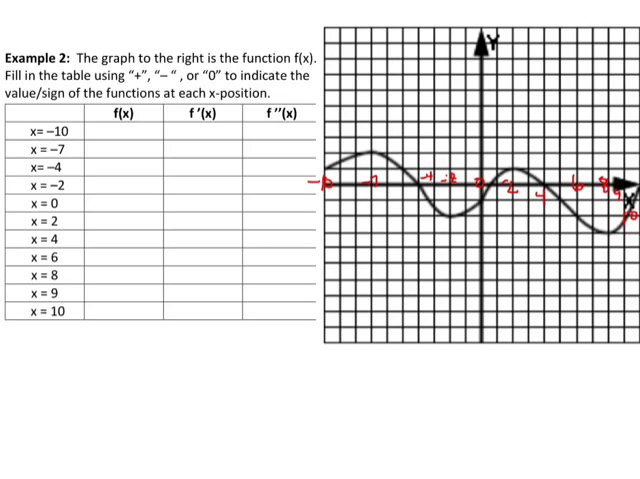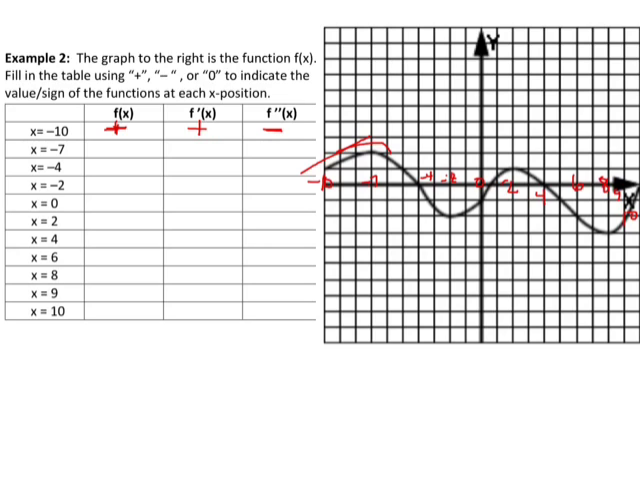So just to fill this in for you, just to give you an idea, at -10, notice that the graph is obviously above the x-axis. So that means that the graph is positive in that area. So we're going to put positive there. And if we look at f prime of x, the slope of the tangent there would be positive. It's facing the positive direction. So f prime of x again would be positive. And if you notice there, the second derivative refers to concavity, and it's concave downward in that area. So that means that it's negative.